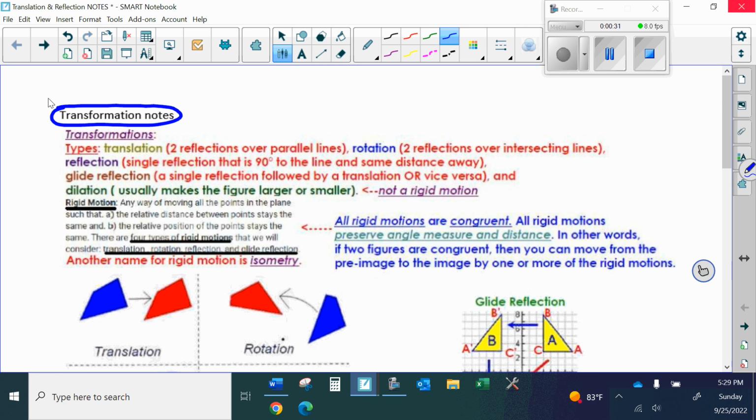So when I come back, we'll go over what's in the book and what you need to know for the Edulastic test. But you're going to learn the right way right now. Okay, so transformations is a general overall topic that includes four types of rigid motions, and one type that's not a rigid motion. So transformation is the general overall topic.